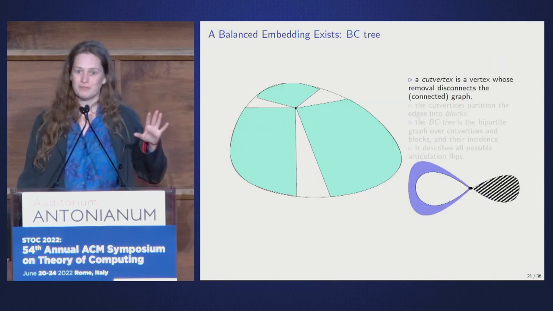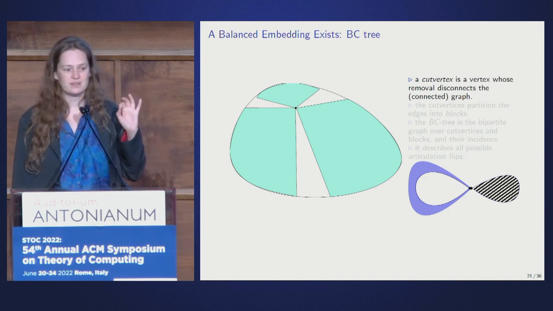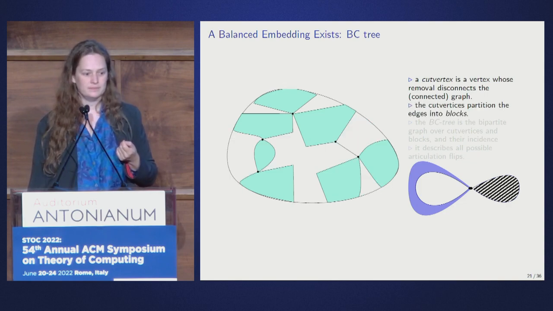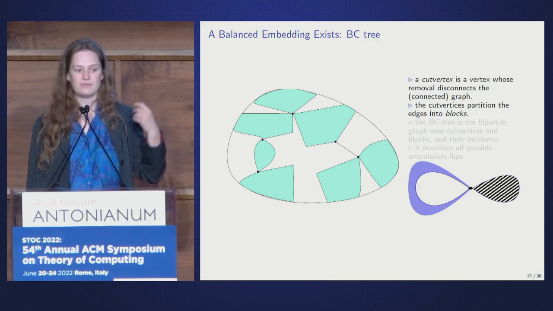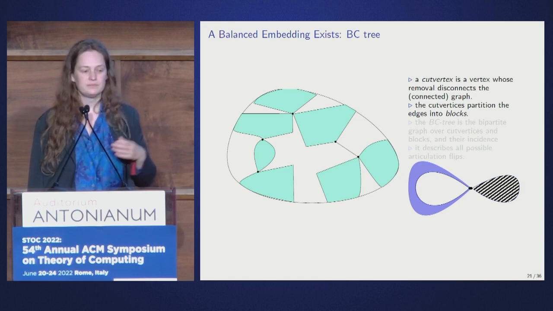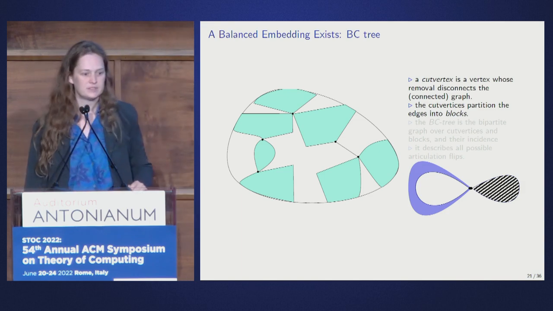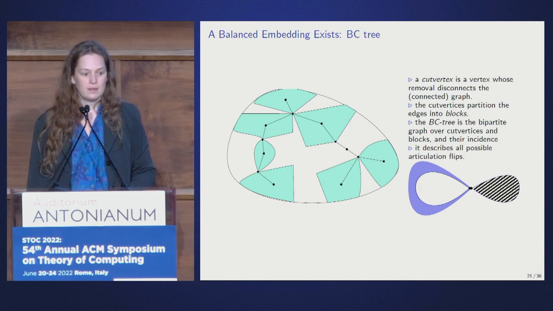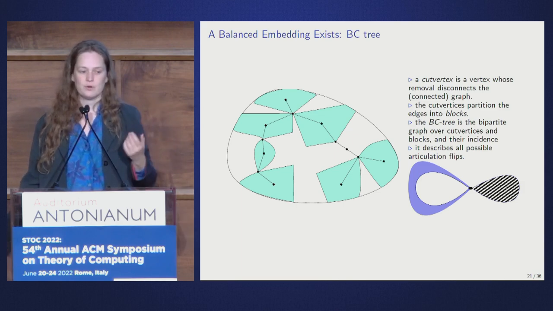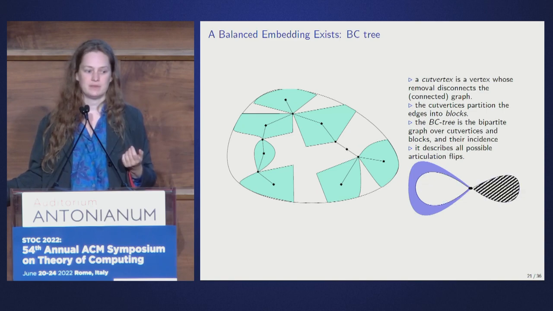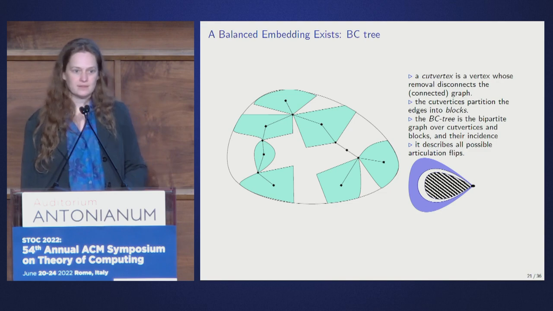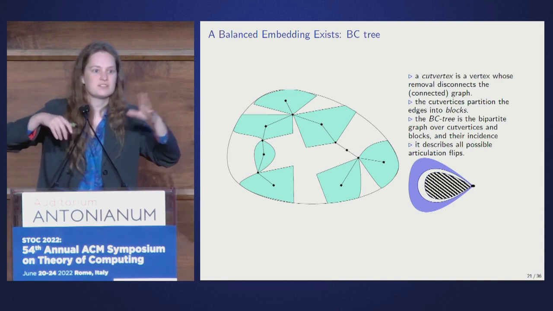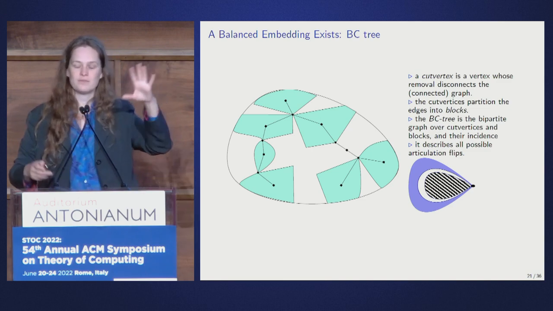So before I talk about three-vertex connectivity, let me talk about two-vertex connectivity. A cut vertex is a vertex whose removal disconnects a connected graph or a component. And if you recursively find all cut vertices in a graph, you partition the edges into blocks. So we have blocks, we have bridges, we have cut vertices. And this is the BC tree, just the graph over this structure. And this block cut vertex tree describes all these articulation flips that might sometimes be necessary. You can put some extra information on each cut vertex, of who's going into what face of whom, and then you can reconstruct something about the embedding out of that.